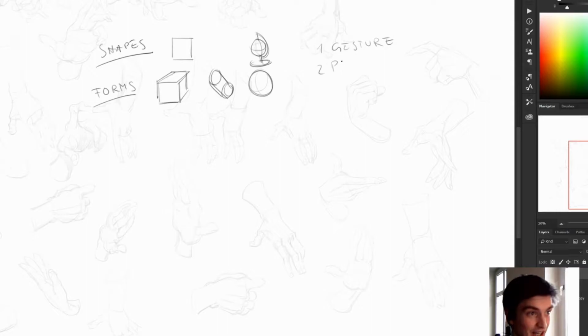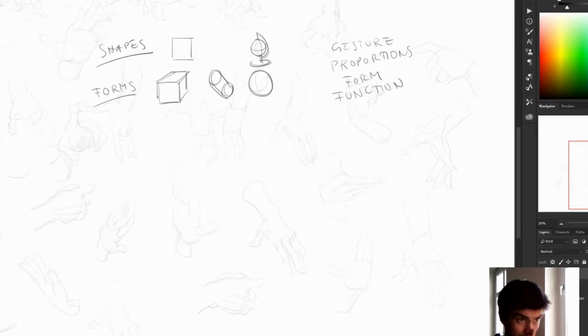Anyway, let's not put numbers in front of these because these are not listed in order of importance right now. There's our proportions. There's our form. And then we have things like function.